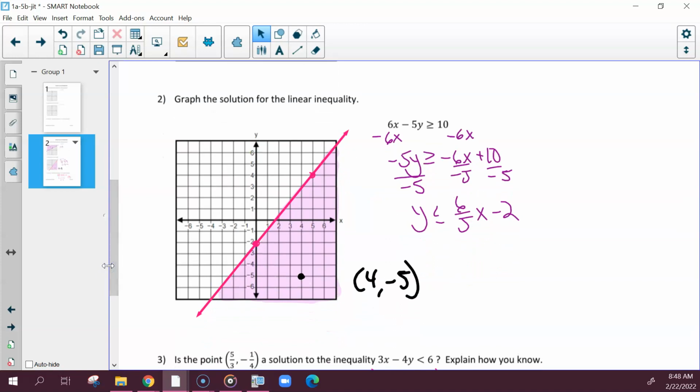Number 2, you needed to solve this first: subtract 6x on both sides, divide everything by -5. Your inequality becomes y is less than or equal to 6 over 5x minus 2. So that would be a solid line shaded below. It doesn't say 2, but I picked a random point that would be a solution. Anything in the shaded area or on the line would be a solution point. Questions on that one?